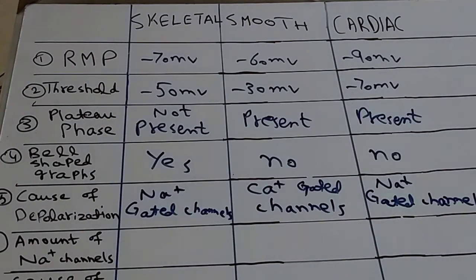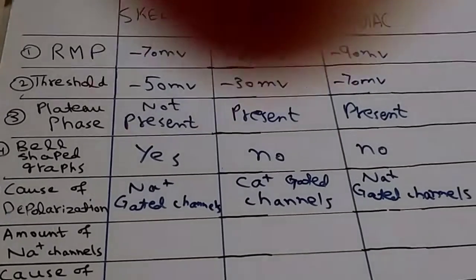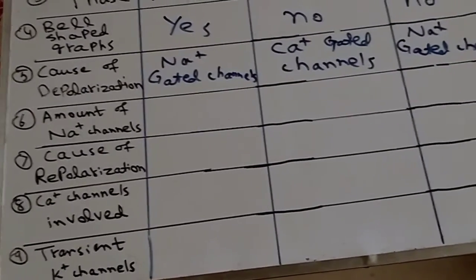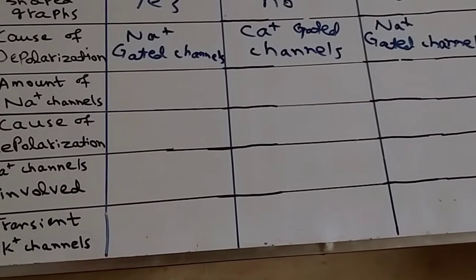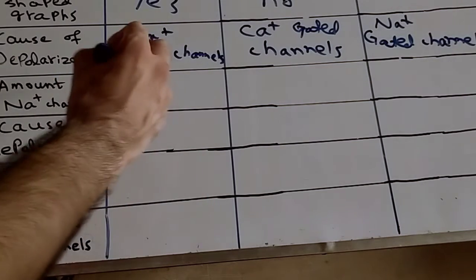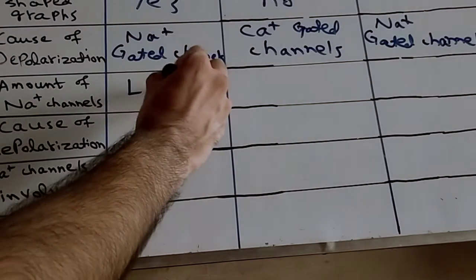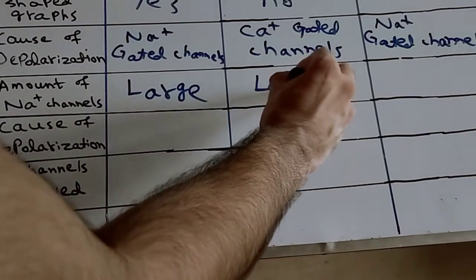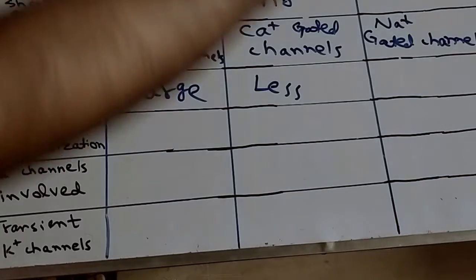Now talking about the amount of sodium channels in three muscles. Let's drag down this particular so that we can see the download information. Yes. Now talking about the amount of sodium channels. So amount of sodium channels in the skeletal muscles are large. If we talk about the smooth muscles, these are less. And amount of sodium channels in the cardiac muscles are moderate.